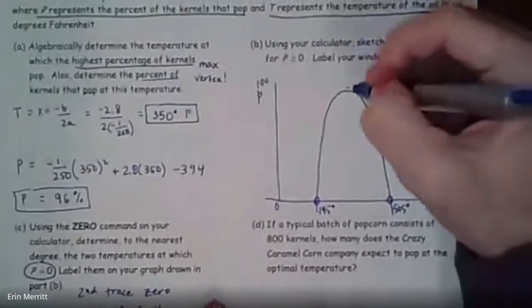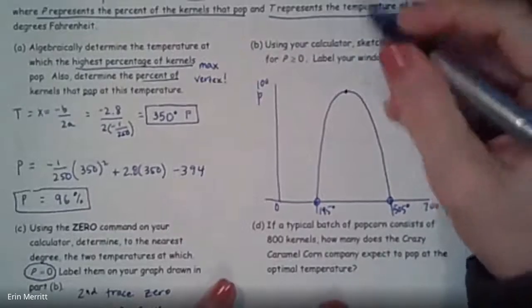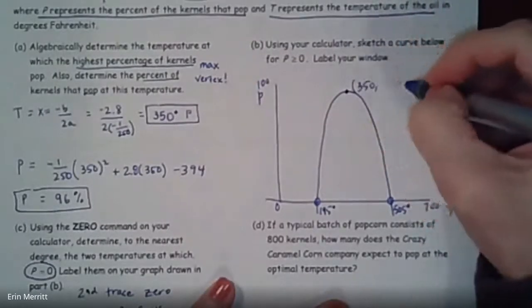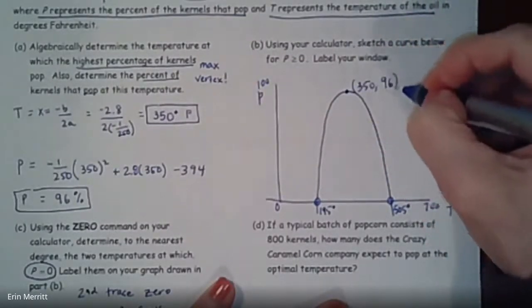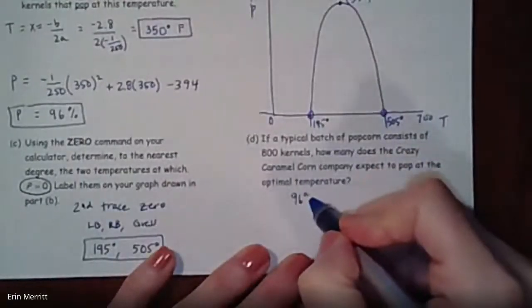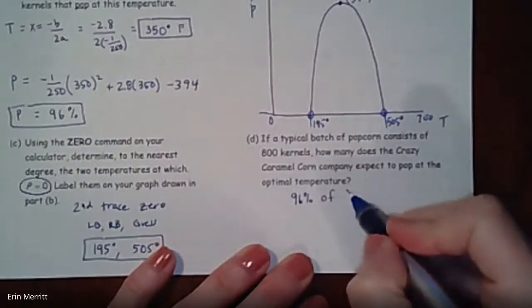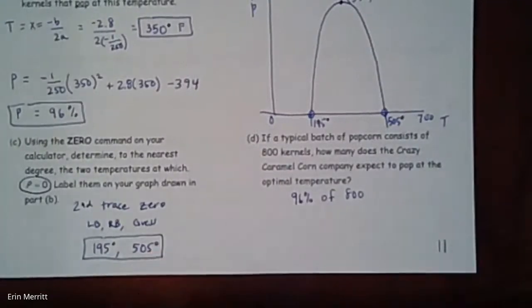If we come back to this graph, we found that point. That point was at 350 degrees. It popped 96% of the corn. So what that means, 96% of the 800 kernels is how much should pop.